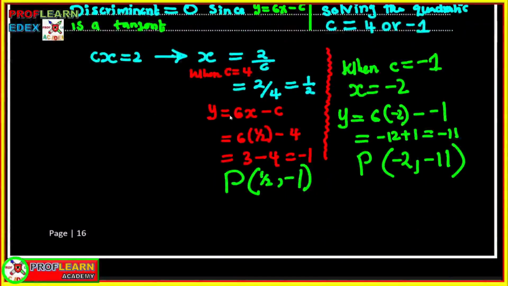Which will mean that the first coordinate for P is 1 over 2, minus 1. And the second one, when c is -1, x is going to be -2. Substituting for the value of y, I'm getting P to be -2, and then -11.